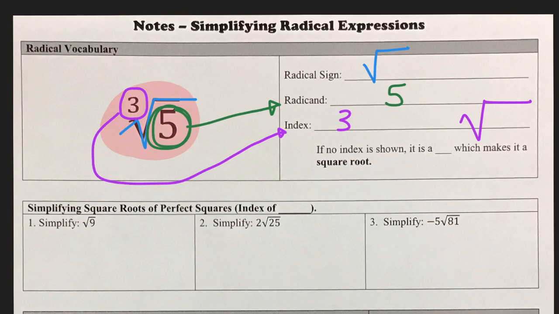Okay, that's what we do a lot in math, is we take the square root of things if we're solving a square. But you don't really see a square. If it's just that symbol without an index, you can assume that the index is going to be a 2. Because it happens so often, mathematicians don't write the 2 there because they want to be efficient. They said, well, that's fine. That's called the square root. If no index is shown, it is a 2, which makes it the square root.